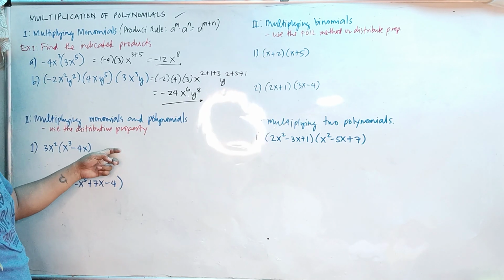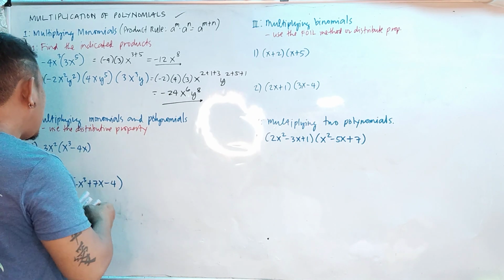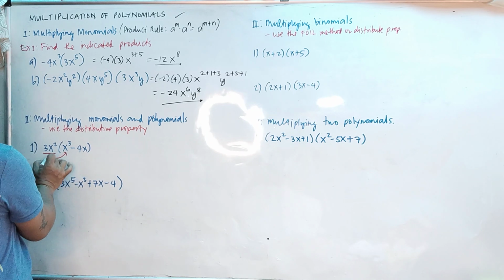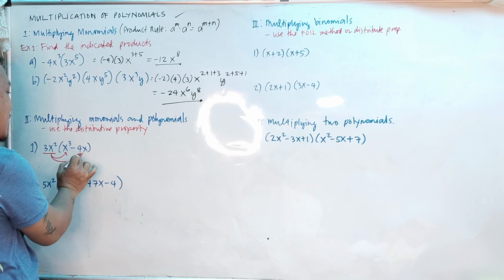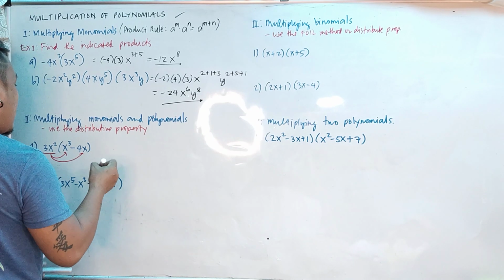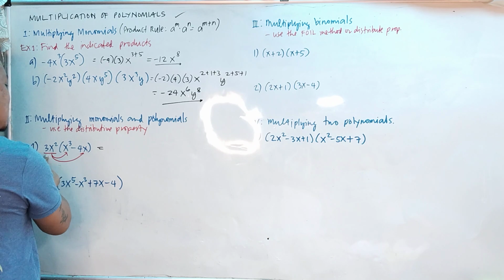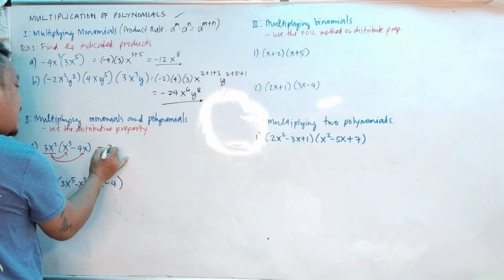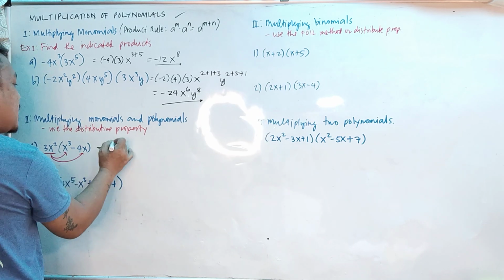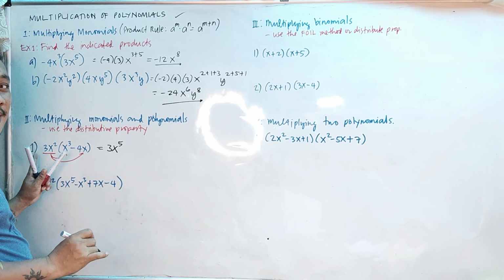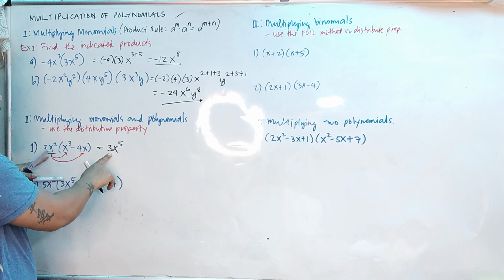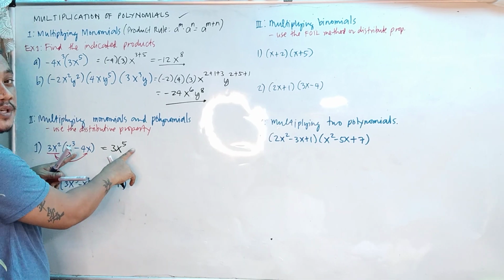Using the distributive property, unsaon gali? Kani si 3x squared, i-multiply nato kang x cubed. Kani si 3x squared, i-multiply nato kang negative 4x. So, we have here 3x squared times x cubed. You just copy 3. Then, according to the product rule, you just add the exponent. 2 plus 3, you have 5. Nakuha? Then 3x squared times negative 4x. You just copy 3, then add the exponents.